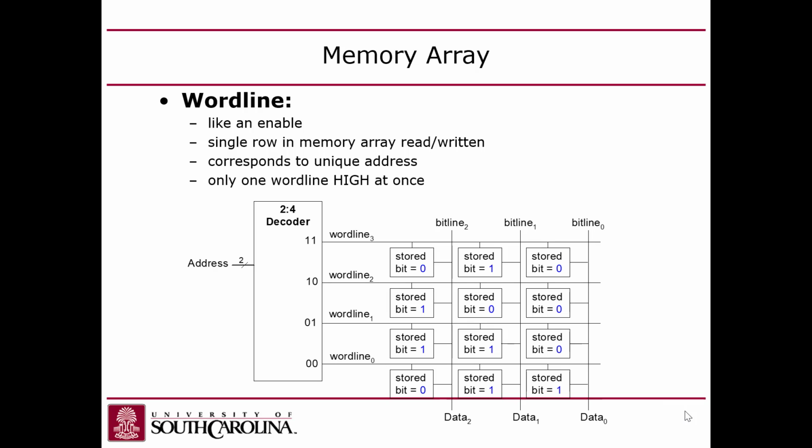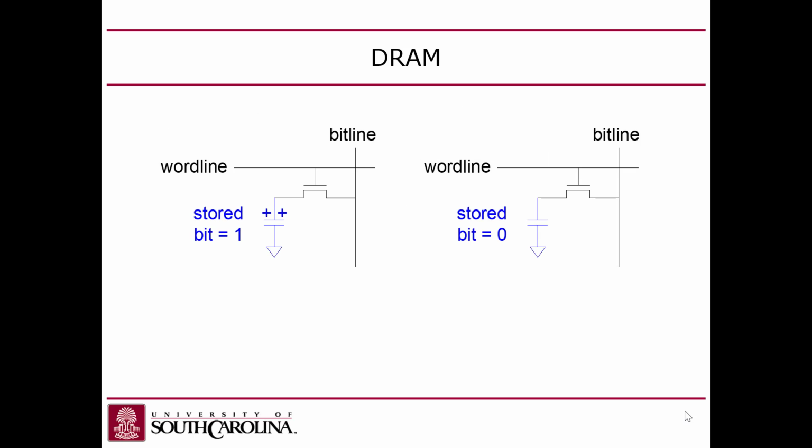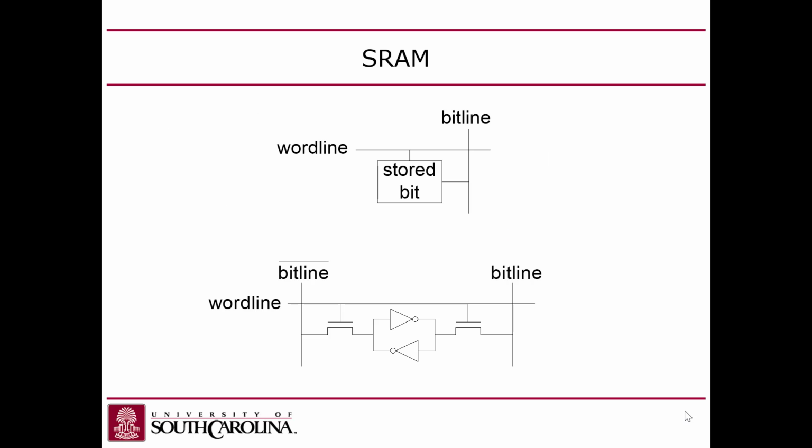That's the first point. The second point is, notice that the DRAM requires 1 transistor per bit, whereas the SRAM requires 2 transistors plus 2 inverters, each of which requires 2 transistors themselves. So there are 6 transistors here.